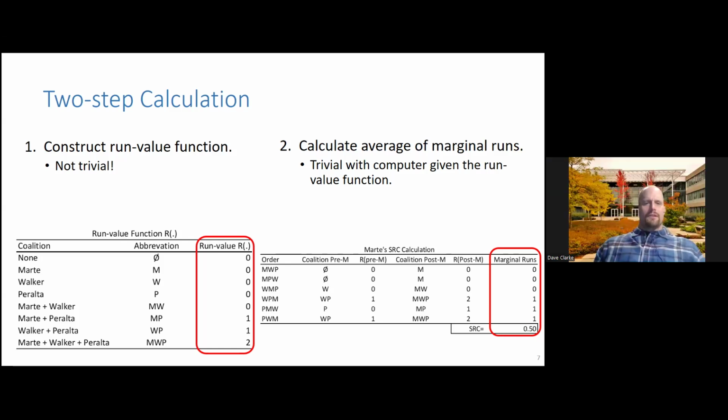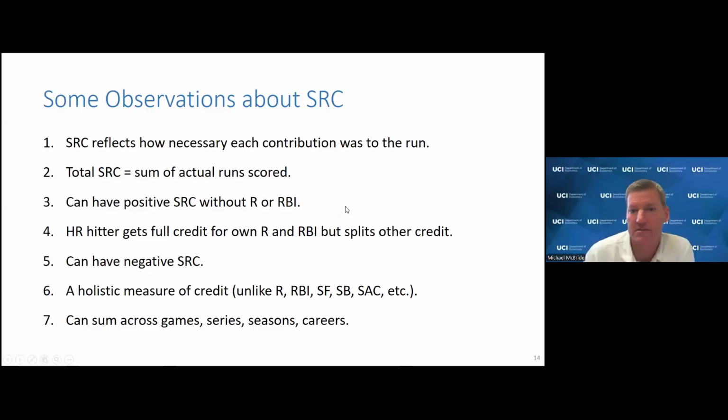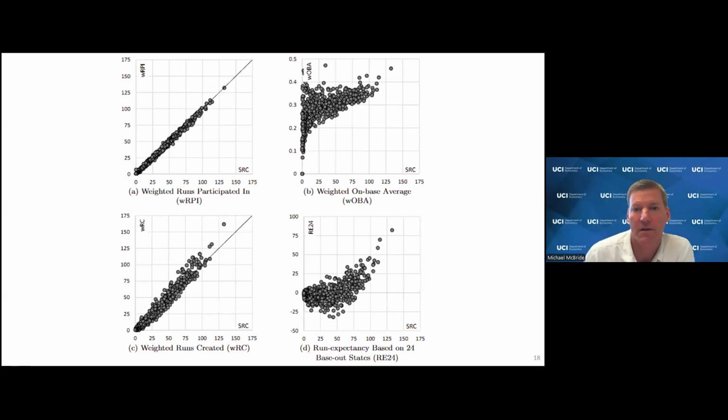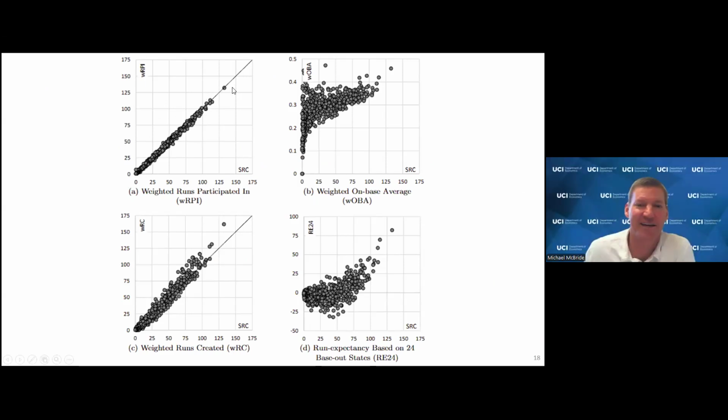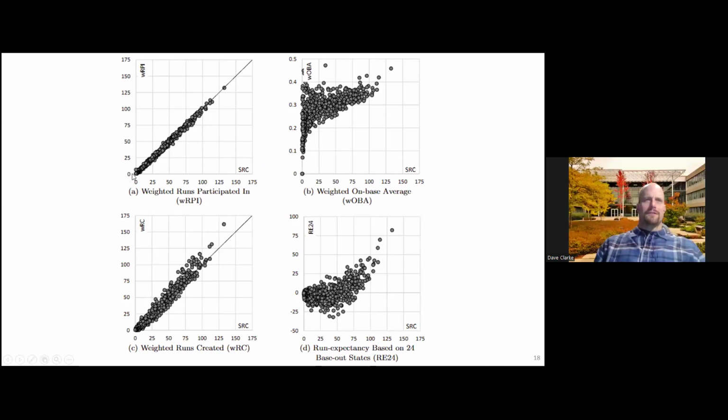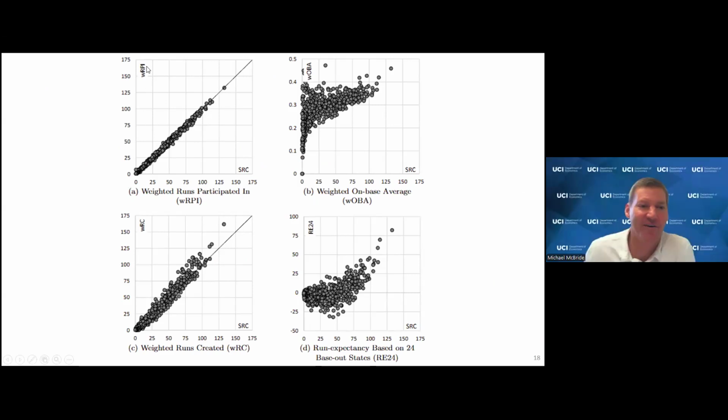I have a question. You showed a very tight correlation with weighted runs participated in, and you also made a very eloquent speech about how your statistics should be used. But this would suggest, what's the added value of SRC over it, and how do these two statistics differ in their computation?